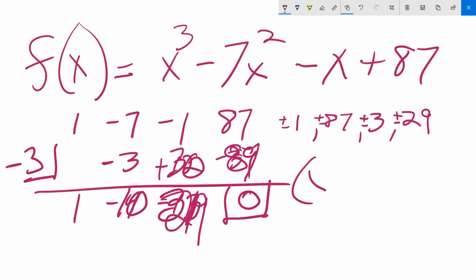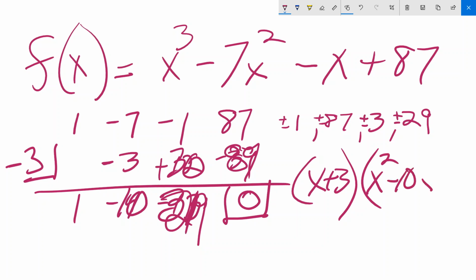So x plus 3 is one factor, right? The other factor is that quadratic: x squared minus 10x plus 29. Yeah, plus 29. And now you can use the quadratic formula to factor that and get your other 2 factors.